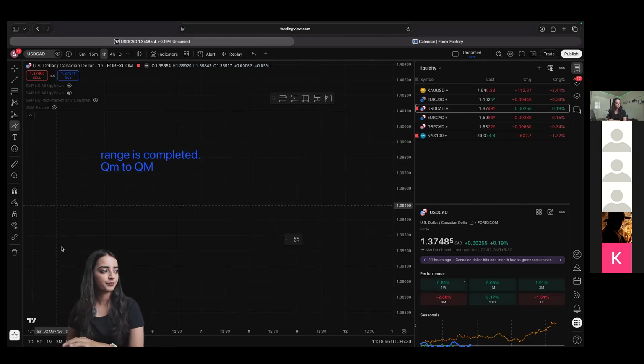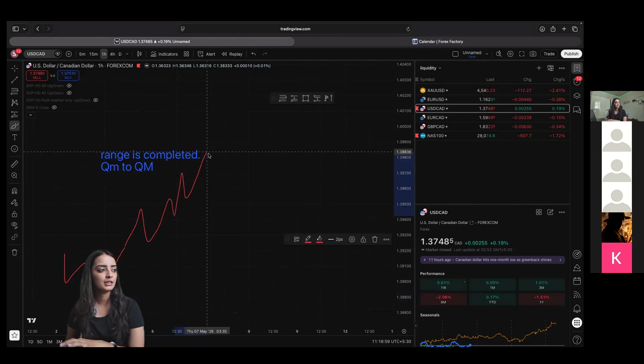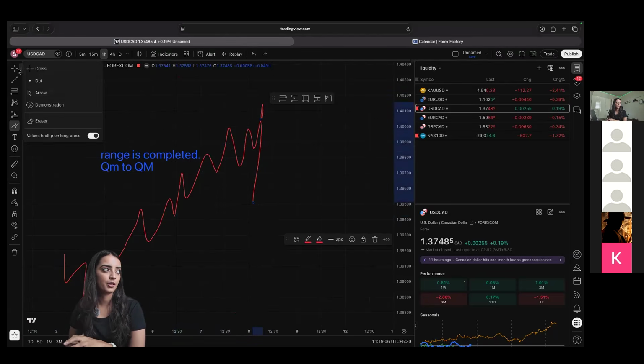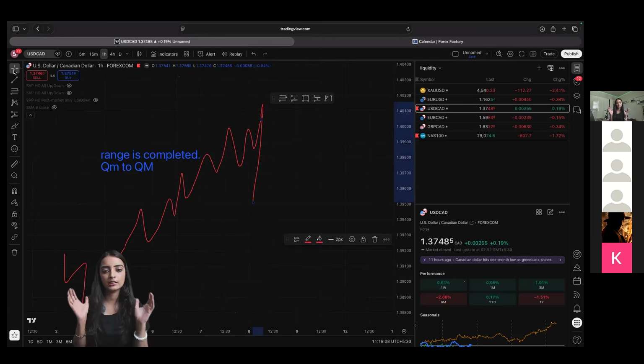So what do I mean by that? Let's say that I have a bullish QM, price is going up, the range is still going on. The range will only be complete when a bearish QM is formed. That's when the range is completed. A range starts with a QM, ends with a QM. That's the way I see it.